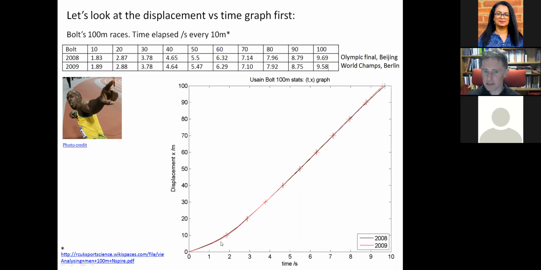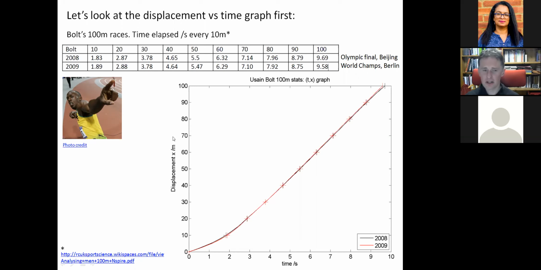So if we plot displacement versus time, what are the obvious features? Well, for starters, it's going to go from 0 to 100, because it's a 100-meter race. There's a very small time difference you can see between Berlin, in red, and Beijing, in black. It looks a very similar curve, and it's a curve, so the gradient is not constant. The gradient's increasing, and then it becomes pretty constant. And if you look really carefully, especially at the Beijing one, the gradient starts to diminish a little bit. However, it's quite hard to tell the difference between these.